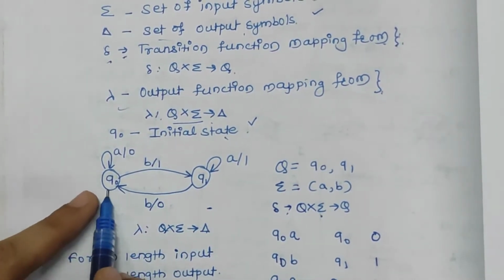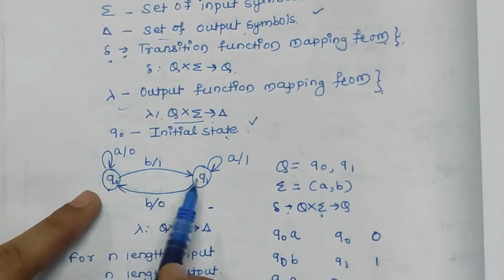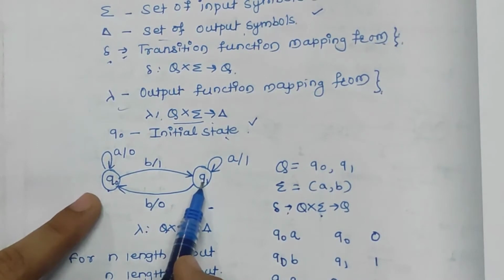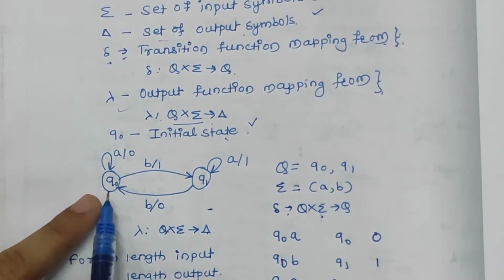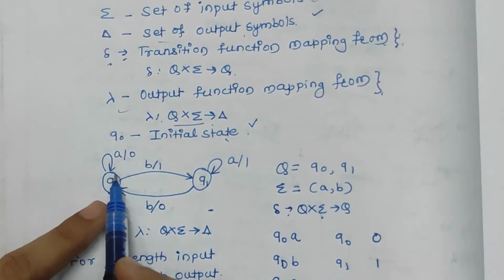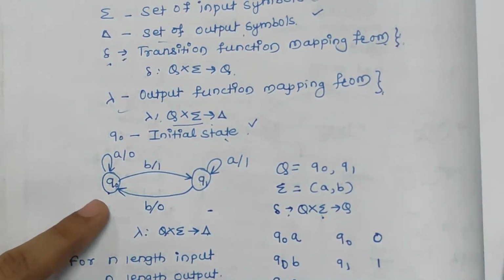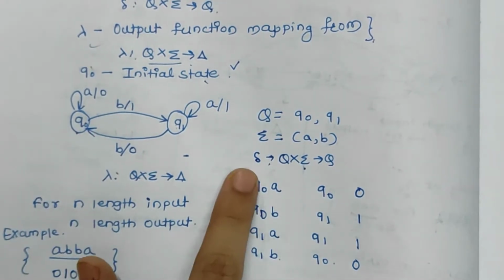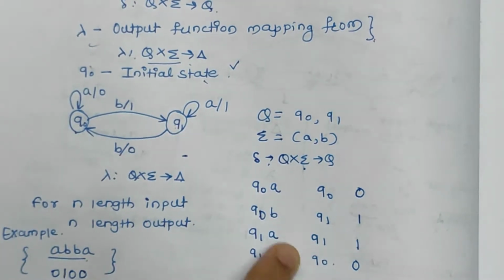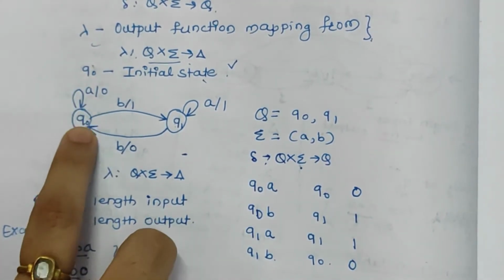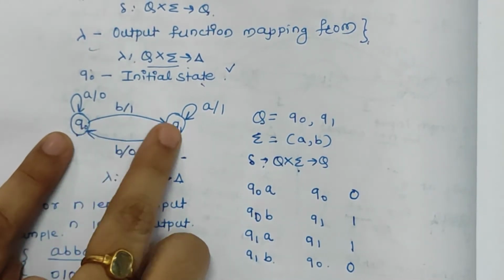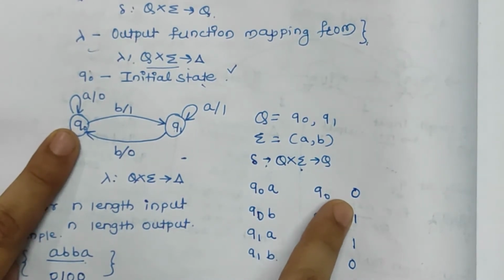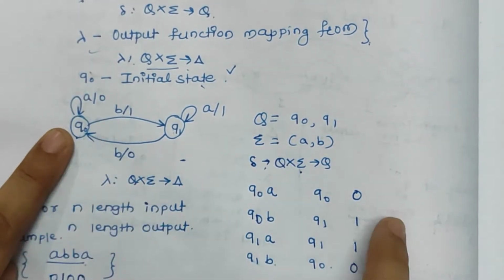Here you can see Q0 is the initial state. So you can say output is not associated with the state here. In case of Moore machine, the output was associated with the state. But here you can see input and output are both on the transition. Q0 is the initial state. Then we can see the transition function here: with state Q0 and input A, the next state will be Q0 and the output will be 0. That is, the output is associated with the transition here, not with the state.